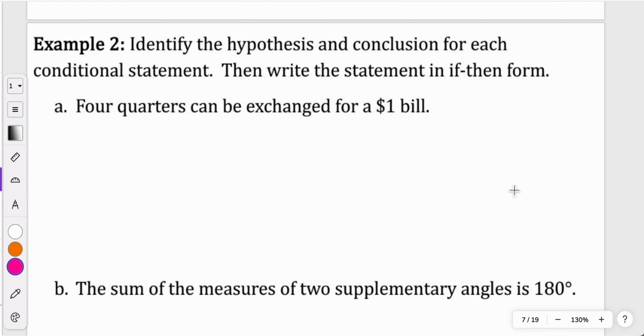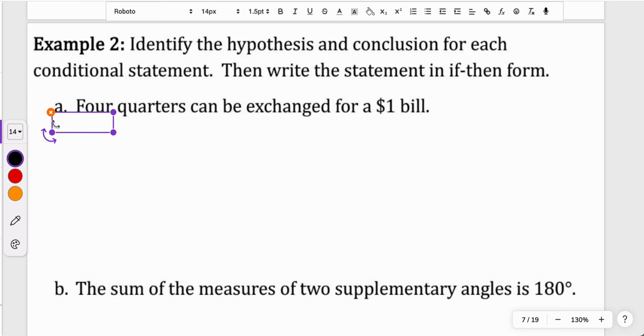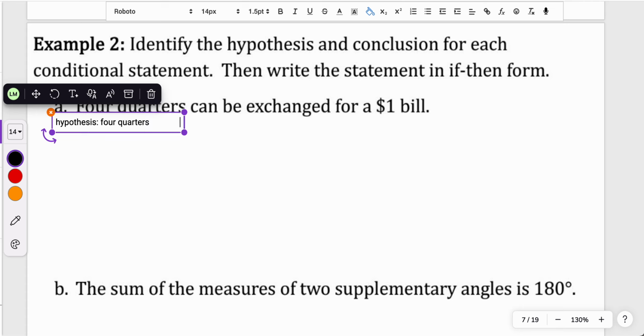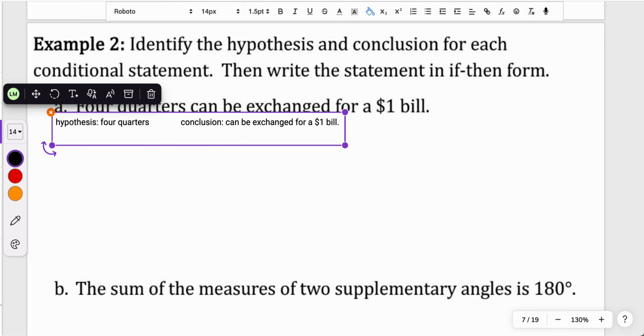Identify the hypothesis and conclusion, then write it in the if-then format. I'm going to just go ahead and type these. So, the hypothesis is the 4 quarters, and then the conclusion can be exchanged for a $1 bill, okay? You gotta have 4 quarters to get your exchange of $1. So if you have 4 quarters, then you can exchange it for a $1 bill, okay? Cause and effect, right?